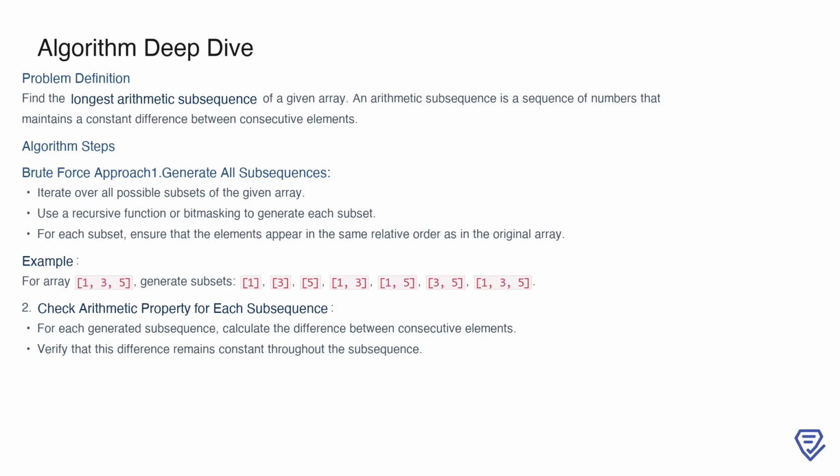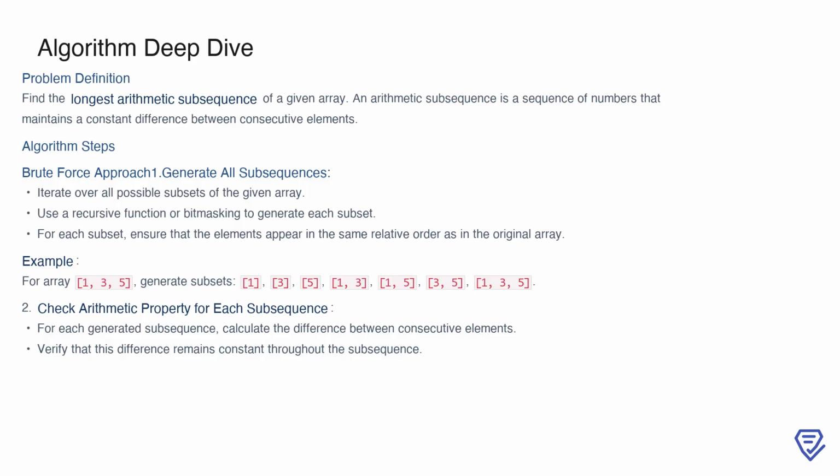First, we generate all possible subsequences of the array. This can be done recursively or using bit masking, ensuring that the relative order of elements is preserved. For example, if the array is 1, 3, 5, the generated subsets would include 1, 3, 5, 1, 3, 1, 5, 3, 5, and 1, 3, 5.